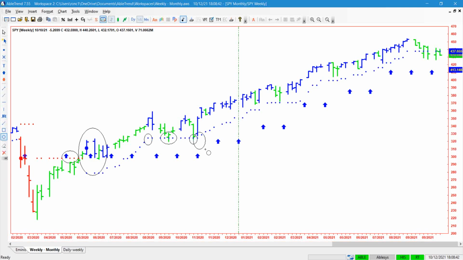50% winning chart right here. Now, just again, every time, these are fantastic places to add to your positions, regardless of the color of the bar, because this is for long term. When prices pull back to this weekly support.